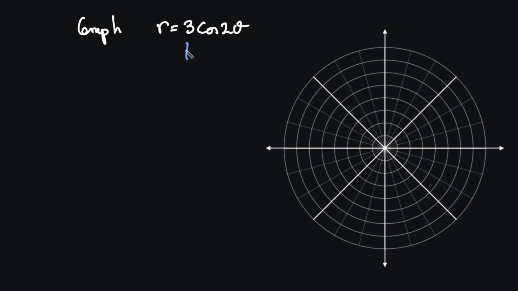Since we have a 3 for A, then we know that it's going to stretch out 3 circles. Okay, if we change the scale, it's going to stretch out 6, but you know how it works. This is again n, and since it's even, then we know that the number of petals is going to be equal to 2 times 2, that is 4. So we know that we're going to have 4 leaves.